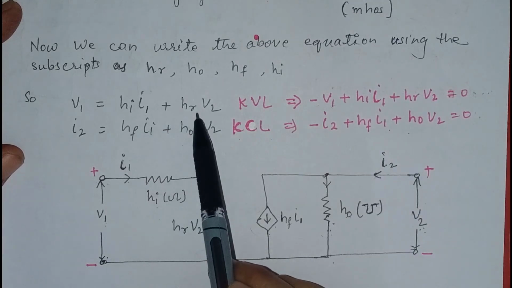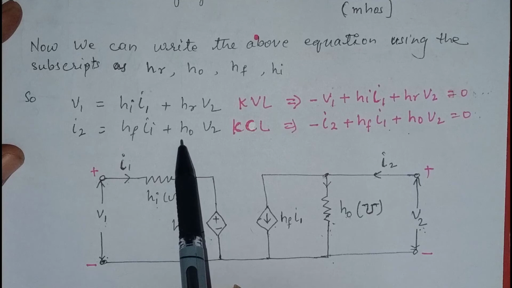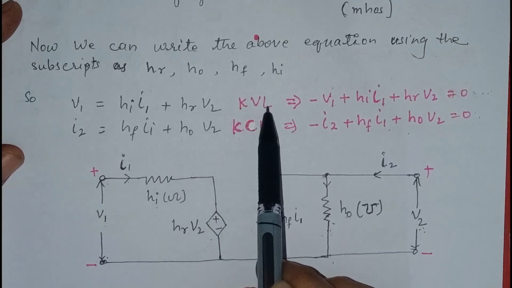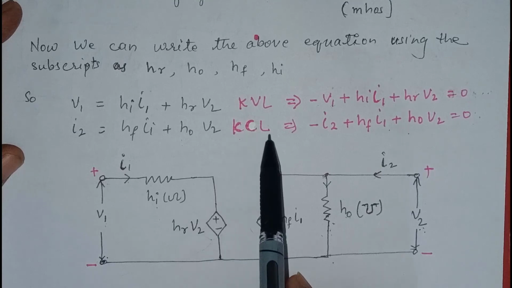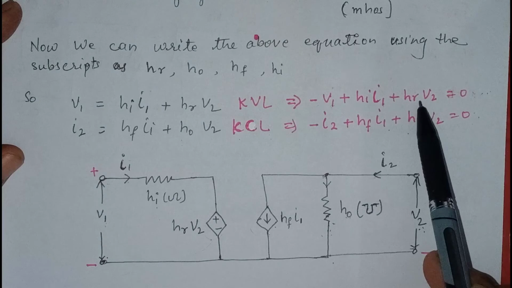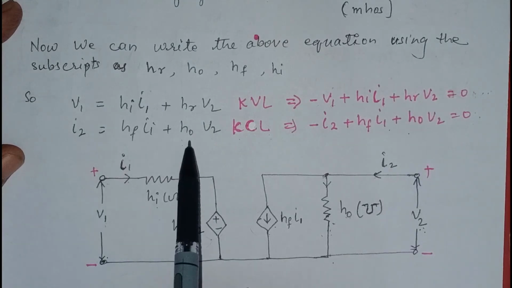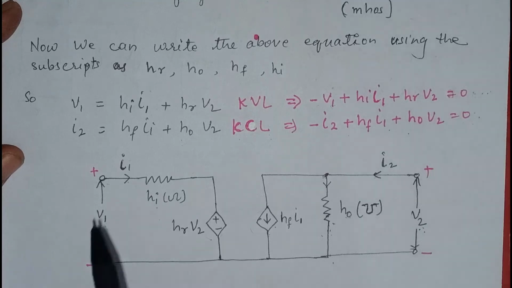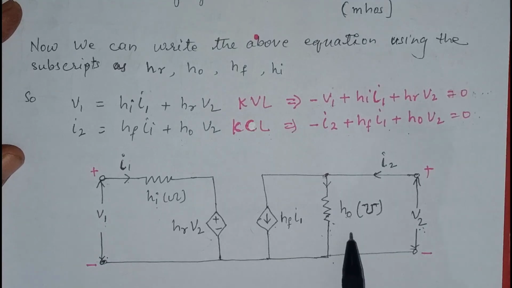This equation is nothing but a loop equation, and this equation is a nodal equation. This equation follows Kirchhoff's voltage law and this equation follows Kirchhoff's current law. Now we will take this term to this side, then the equation becomes this one, and this term to this side, then this equation becomes this one. Now using these two equations we will draw the circuit diagram of the hybrid model.